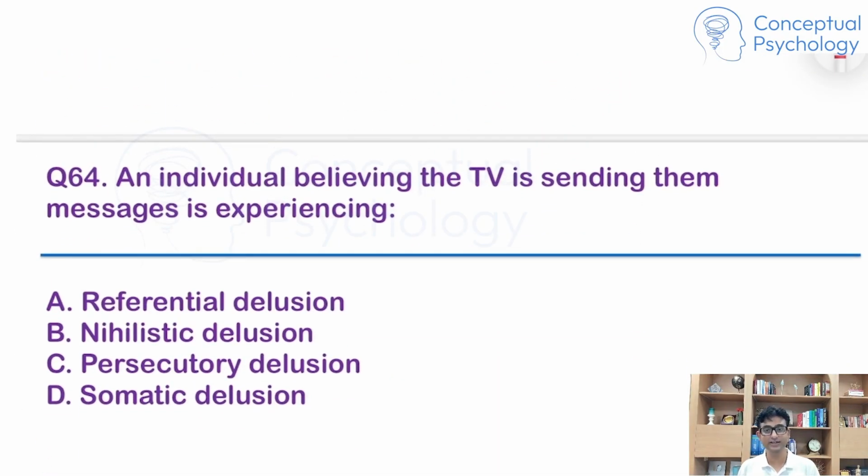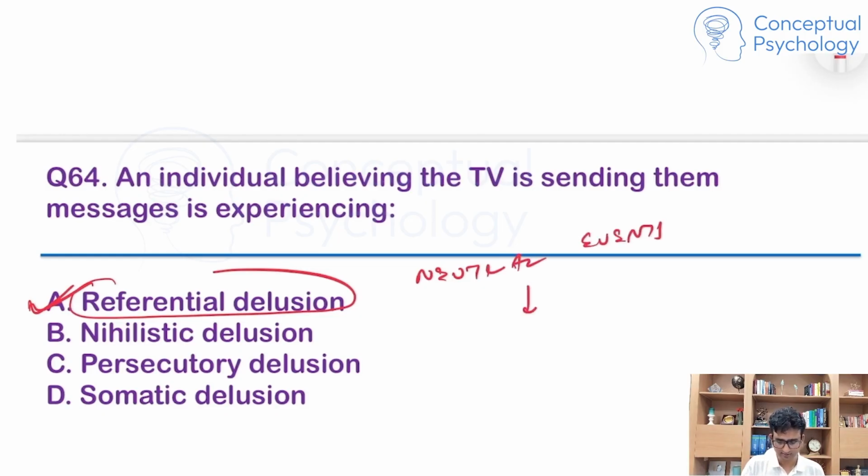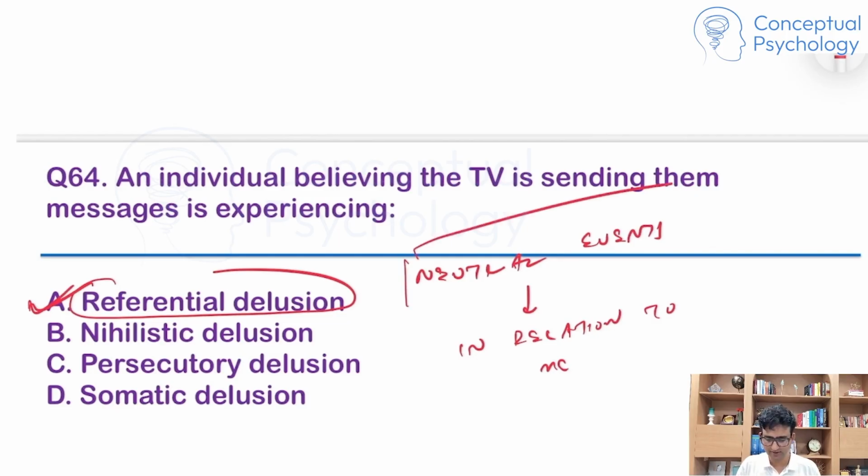An individual believing that TV is sending messages is experiencing what? When you start seeing patients, especially patients with schizophrenia, you would commonly find this symptom. Patient would come to you and say, Doctor, when I watch TV, when the characters are talking, I feel as if they are talking to me or giving me some information. This is a delusion of reference. The patient starts believing that neutral events are somehow in relation to me. If two people are talking, they are talking about me. If somebody is smiling, she is laughing at me. If a character is speaking on TV, he is talking to me. So, neutral events are in relation to me.